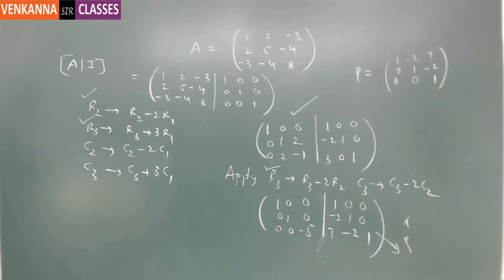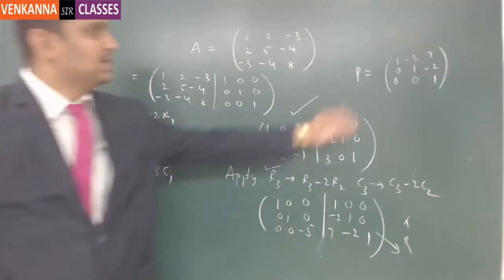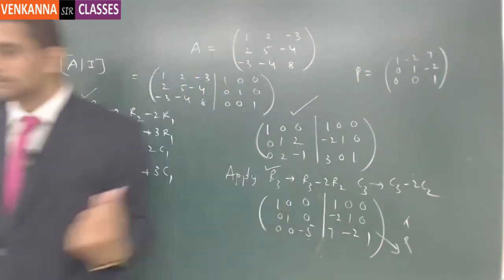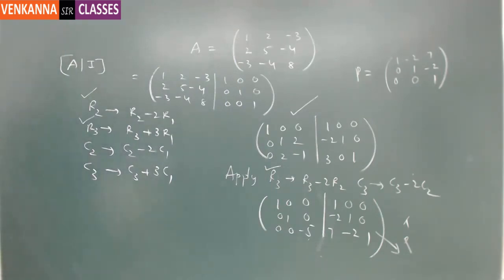So the simplest approach is this one: writing the augmented matrix, applying row and column operations, and from this part writing P by taking the transpose of this part. So you can say that P is the upper triangular matrix and P transpose is the lower triangular matrix. We will get D as well. Okay? So this is somewhat a comfortable approach while solving the problem.